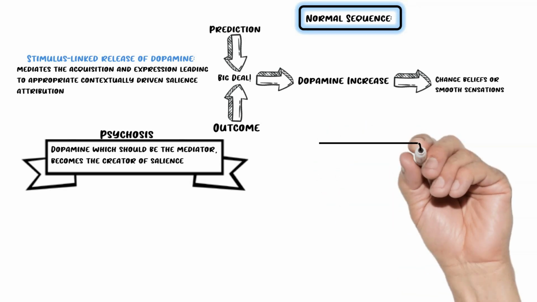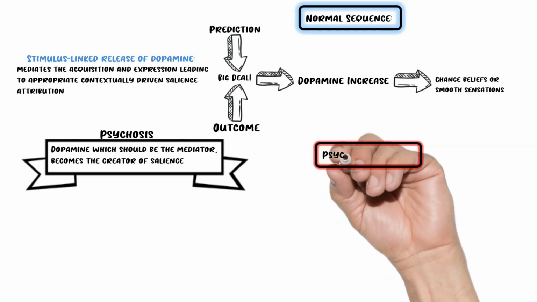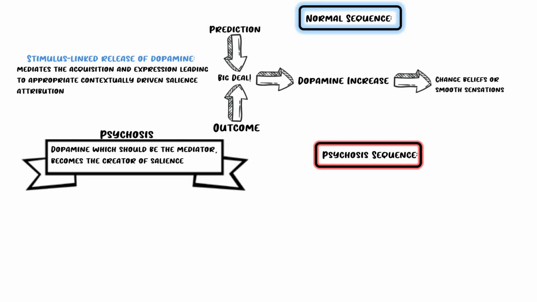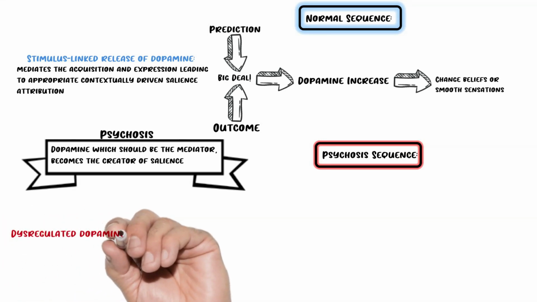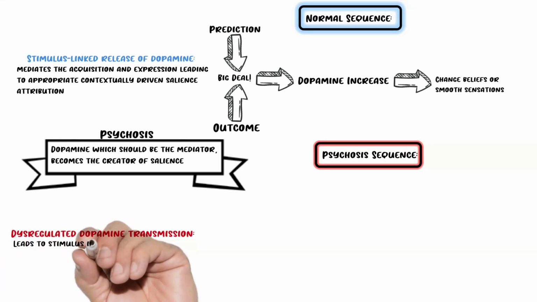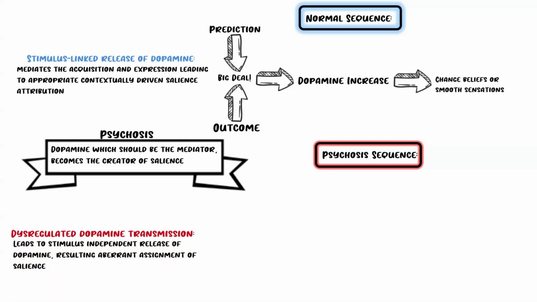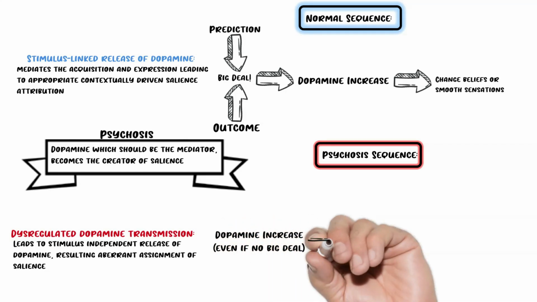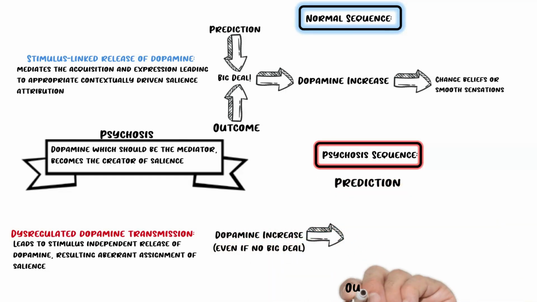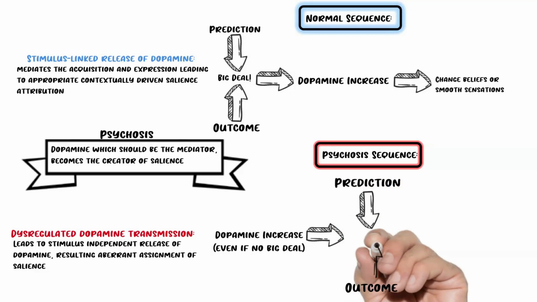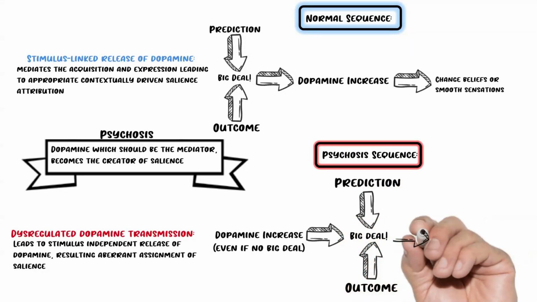Here, dopamine mediates the acquisition and expression of appropriate motivational saliences, which is contextually driven and based off of stimulus, so it occurs appropriately. So now, the best way to view psychosis is that dopamine is now the creator of the salience. So a psychotic individual has dysregulated dopamine transmission, which leads to stimulus-independent release of dopamine. So this means that things that shouldn't be a big deal are going to be incorrectly assigned salience.